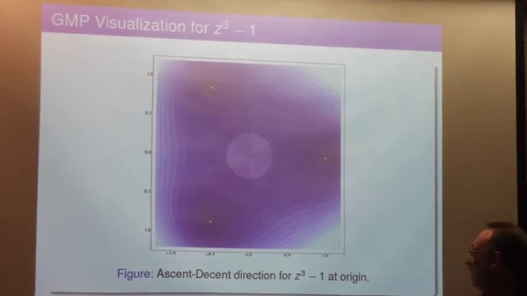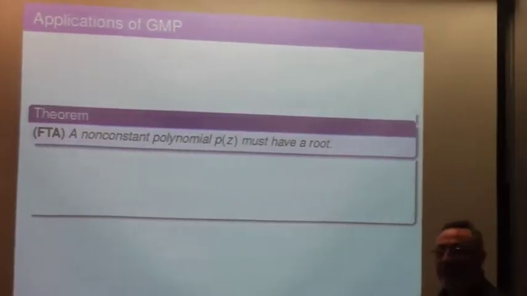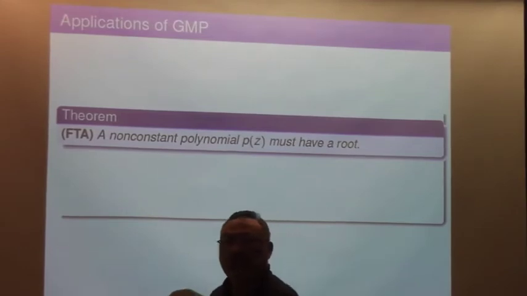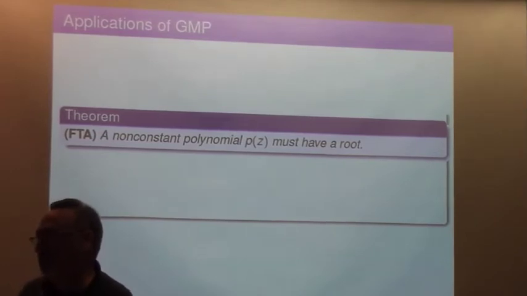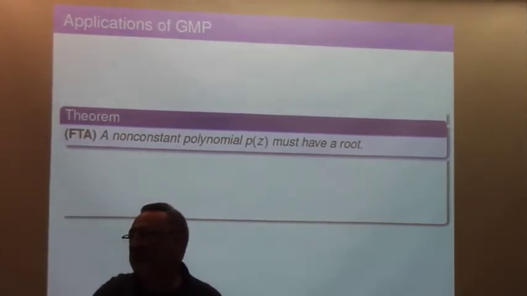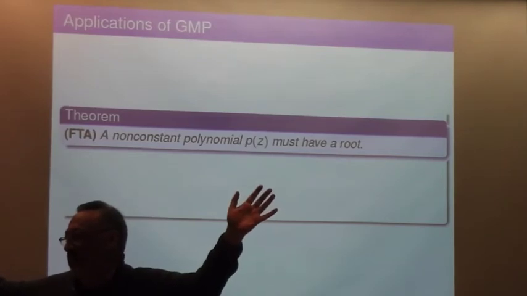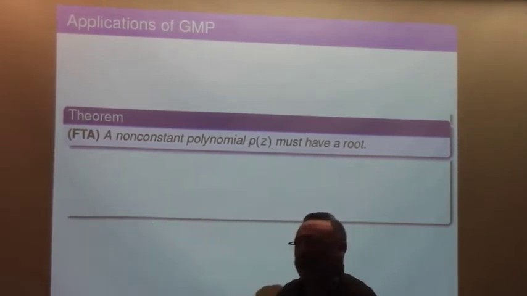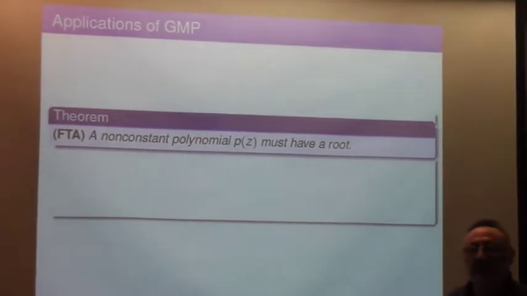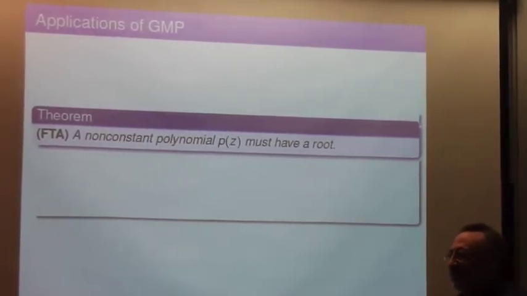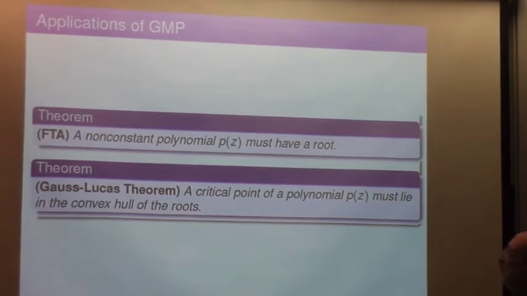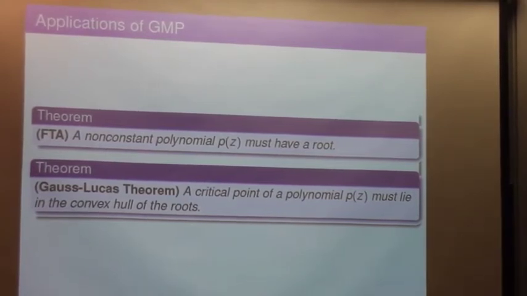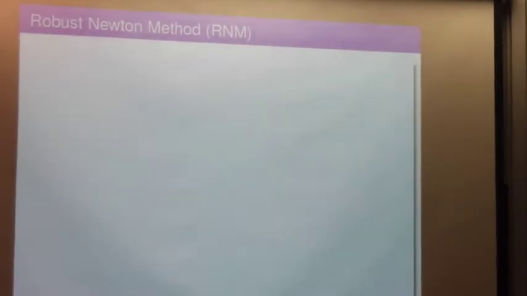Okay. And what is the application of it? You can prove the fundamental theorem of algebra very easily. You take any point. If it's not a zero, there is descent. You just need to show that you can take a big circle outside of which the modulus is large, so you limit it to a compact set, and then you show the minimum is attained. If the minimum is not 0, you get a descent direction, a contradiction. Also, you can prove the Gauss-Lucas theorem, which says critical points must lie in the convex hull of the roots, and more.